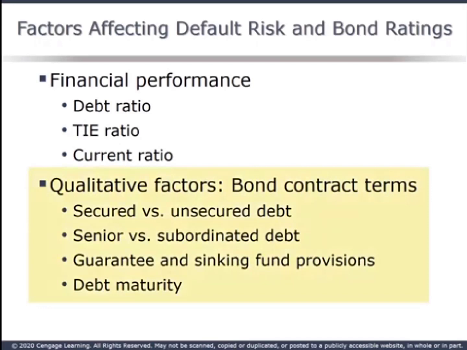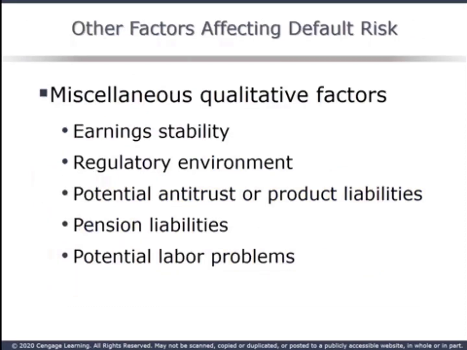Factors related to the specific bond issue include, is the debt secured or unsecured? Is it senior or subordinated? Are there any sinking fund provisions? The length of maturity. Anything that can affect the ability of the firm to make the required coupon payments and pay back the principal is a concern. Earning stability. The regulatory environment of the firm. Potential antitrust or product liability issues. Outstanding pension liabilities. Potential labor problems.